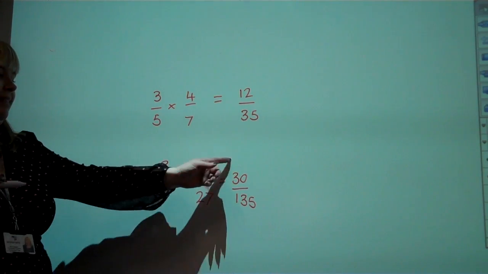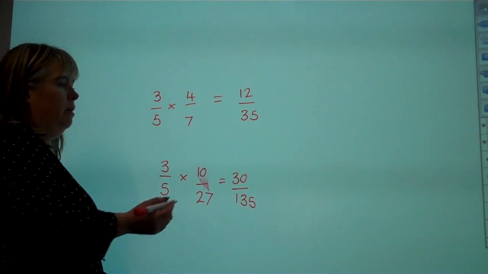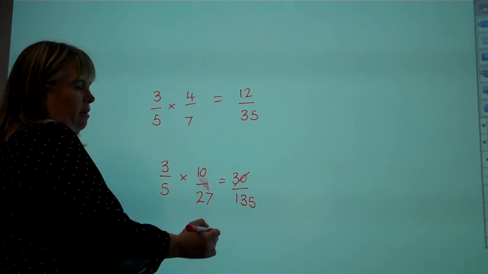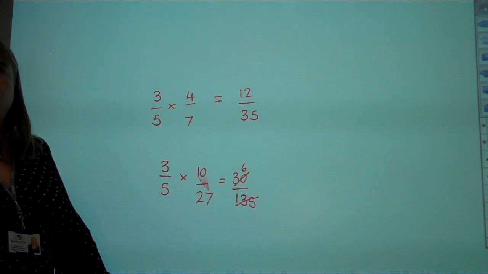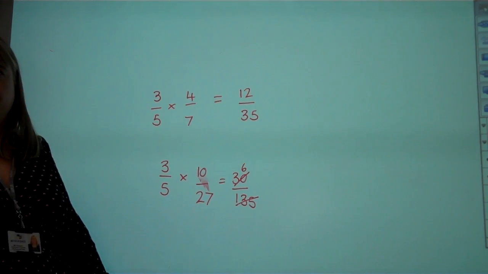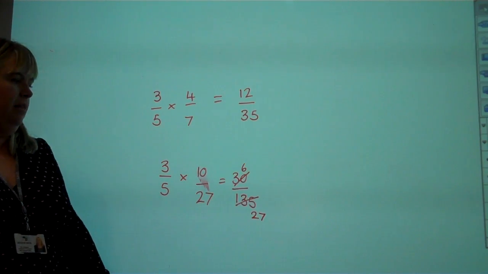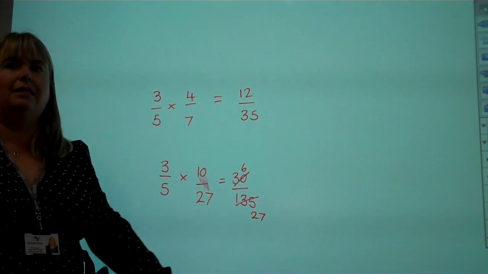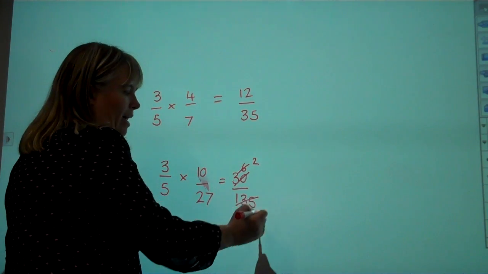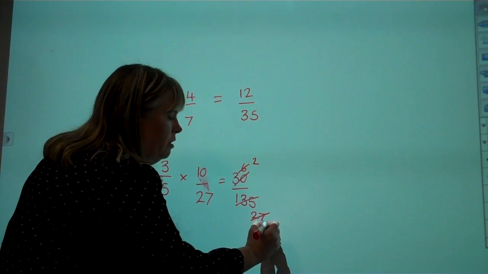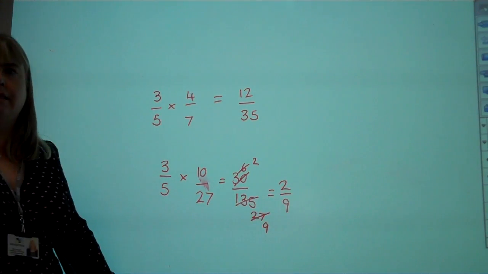And then I could then cancel that down. What goes into 30 and into 135? 5. How many 5s go into 30? Did you say 2? 6. How many 5s go into 135? 27. Is there anything that goes into 6 and into 27? 3, isn't it? 3 goes into 6 twice, and it goes into 27 9 times. So my answer is 2/9.